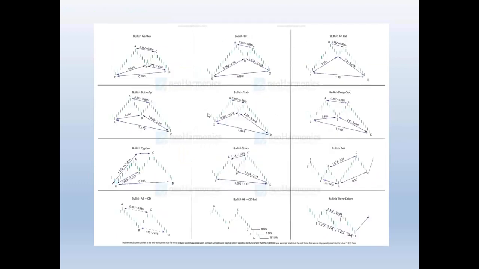Next slide is the same thing as the bullish ones. Just write down the patterns you need to study: Gartley, bat, butterfly, crab, deep crab, cipher, shark, alternate ABCD pattern. Those are the harmonics that you need to know, you need to study them, and you need to know how to spot them.